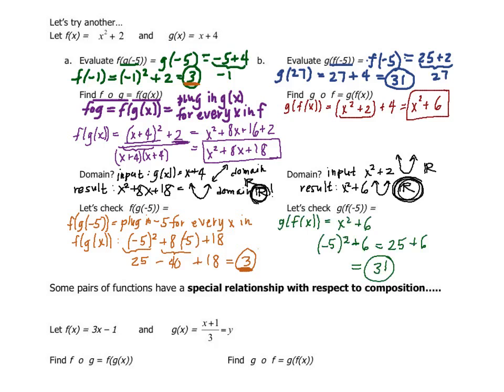For g of f of negative 5, you should have taken g of f of x, which we found up above was x squared plus 6. You should have plugged in negative 5 for every x. There was only one to plug in for. Gotten 25 plus 6, which is 31. That answer should match what you got up above when you plugged in f of negative 5 first and then plugged that into g of x.